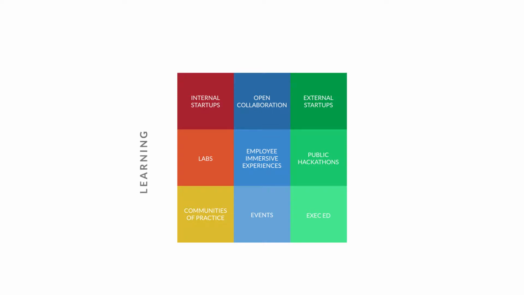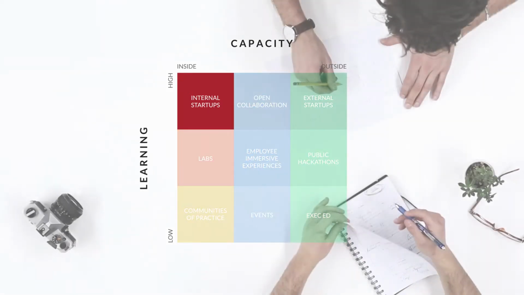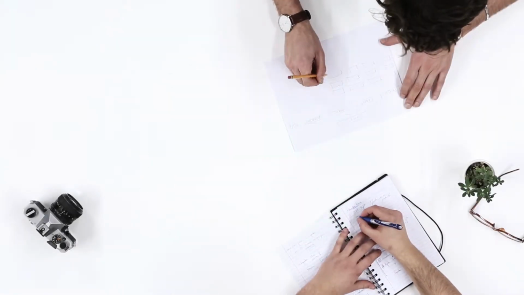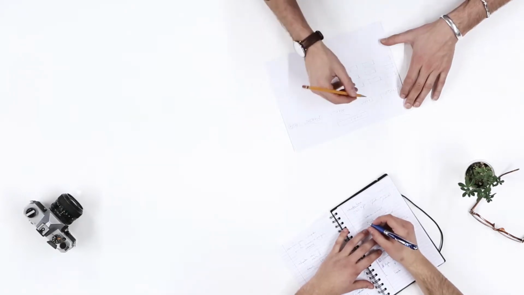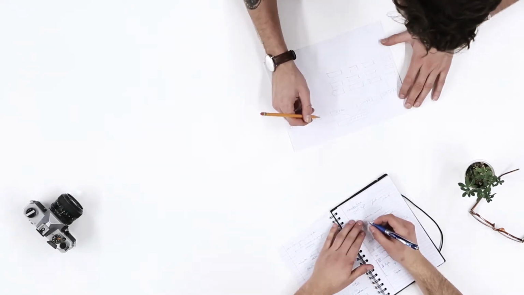On the vertical axis, we have the degree of organizational learning. Note, we are talking about company-wide learning as opposed to individual learning, and on the horizontal axis, we have capacity, the who, whether internal or external. So, for example, on the top row we have internal startups, where internal staff get metered funding to build up a startup often in a different but related field to the parent company.